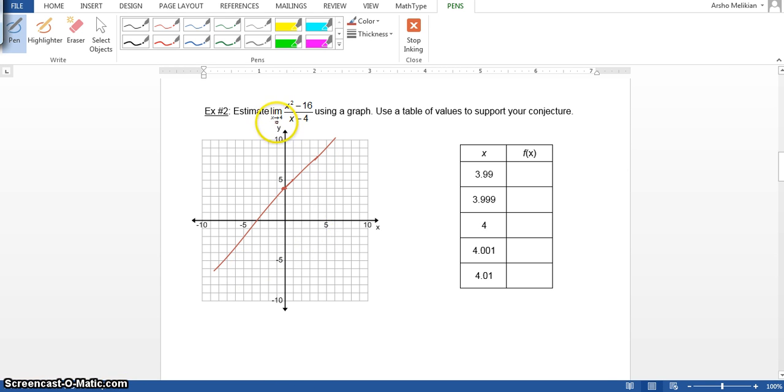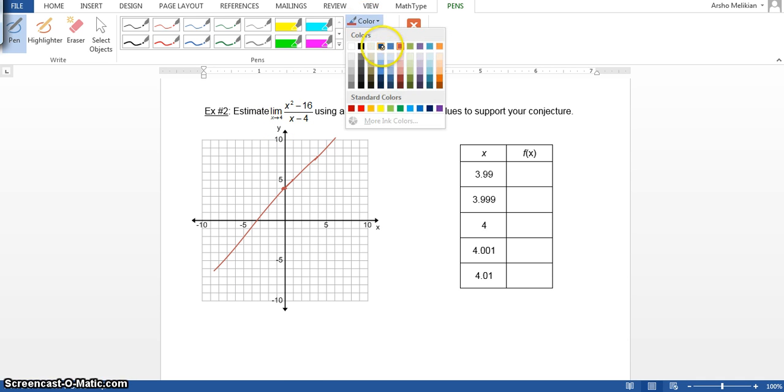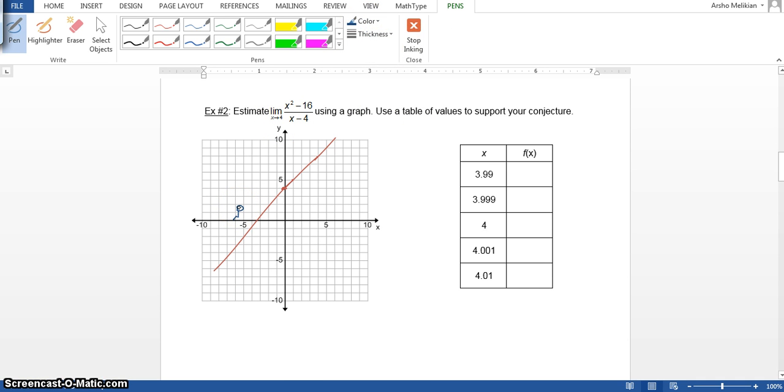The question asks, what is the limit as x approaches 4? If I'm here and I'm approaching 4 from this side, where is my graph going? Up to what value? 8. Okay, it seems it's going up to 8. Now, as I'm approaching 4 from this end, where is my graph going? Down to 8. Okay, so it seems the limit of x squared minus 16 over x minus 4 as x approaches 4 is equal to 8.